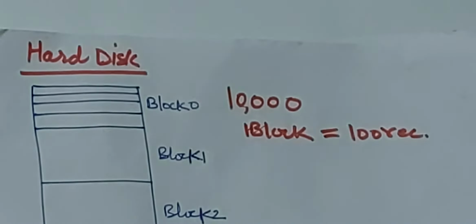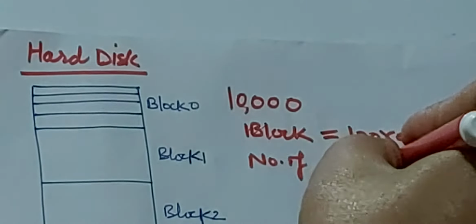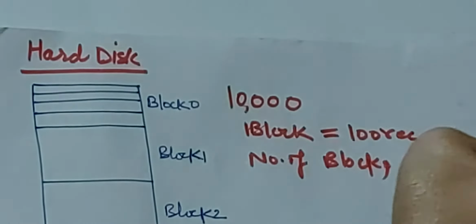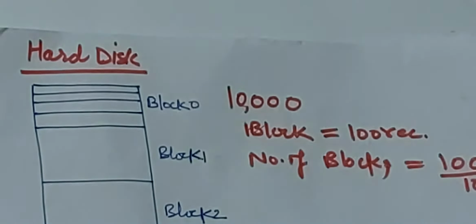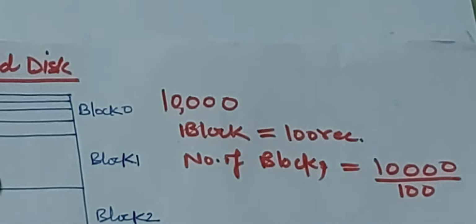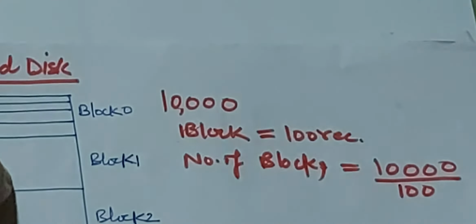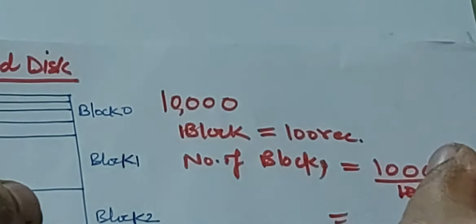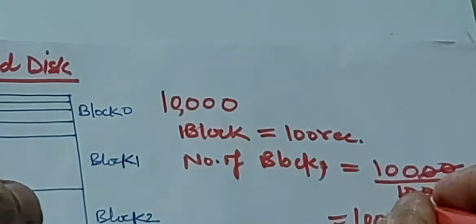So in all, how many blocks will I need in that case? It's very simple to calculate. The number of blocks required in my hard disk will be the total number of records divided by the number of records that a particular block can hold, isn't it? Number of blocks will be the total number of records that I have divided by the number of records that a particular block can hold. So we'll be having 100 blocks.